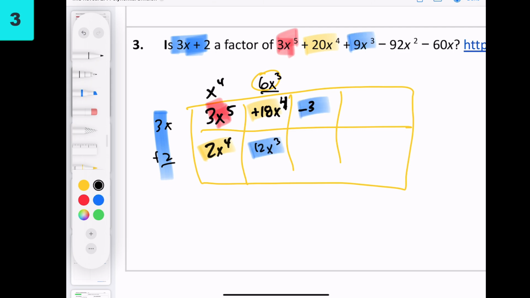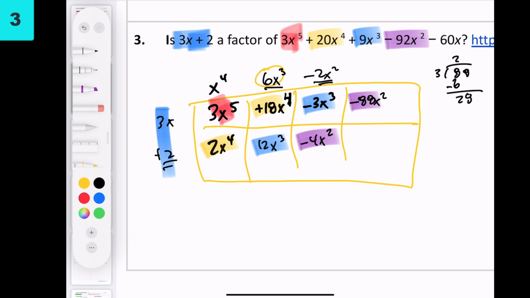12x to the 3rd minus 3x to the 3rd will equal 9x to the 3rd. All right, that should have been negative x squared. I knew there was something wrong. Negative 2x squared. And then this one will be negative 90. Okay, so let's get back on track there. Now I know it works because there should be no remainder. So negative 30x, and negative 30x times 2 is negative 60x.